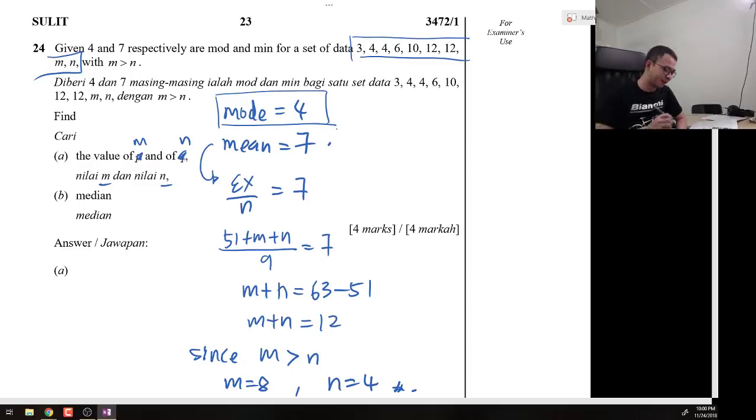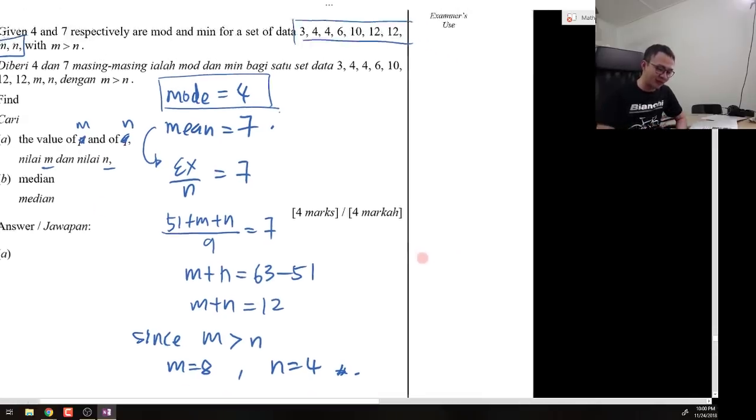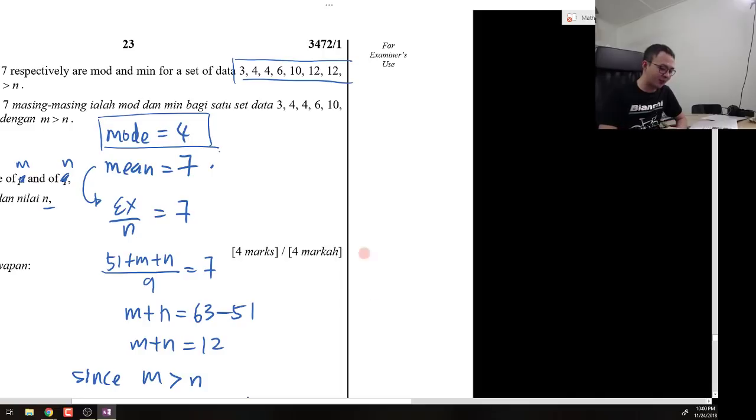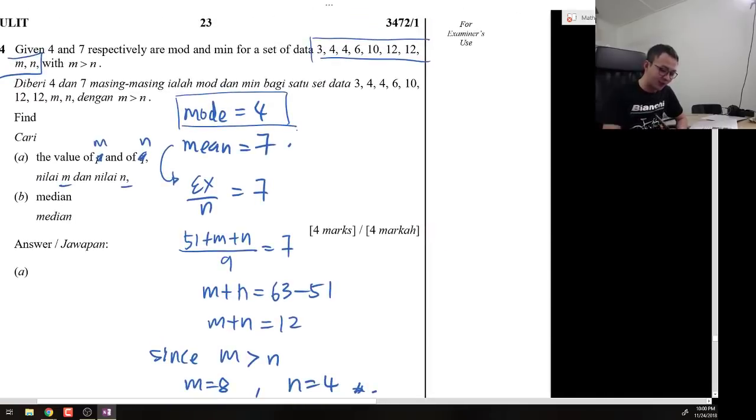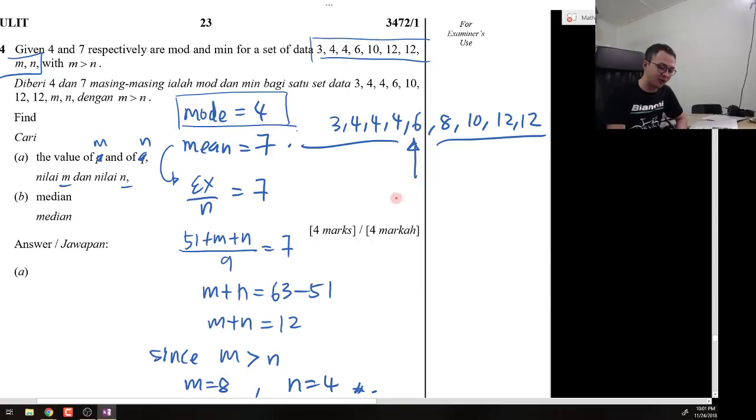Alright, so then they ask about median. So median, basically I have all the numbers, I plug in my numbers. I have 3, 4, 4, I have triple 4, right? 6, 8, 10, 12, 12. So basically you have 9 numbers here. Median will be the number in the middle. So this is the number in the middle, right? So therefore your median will be 6. Okay, median will be just the number in the middle.